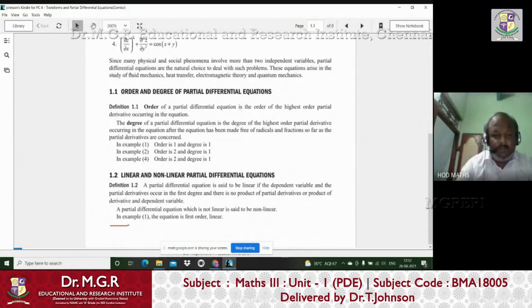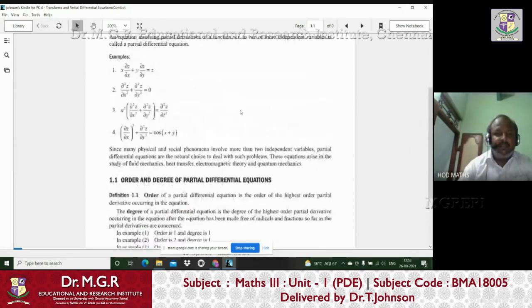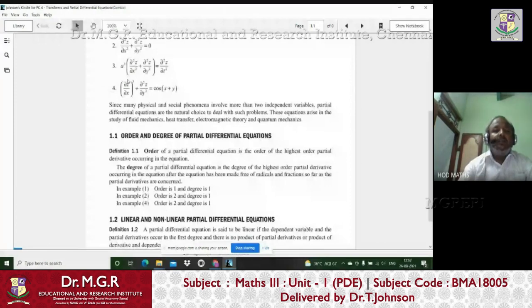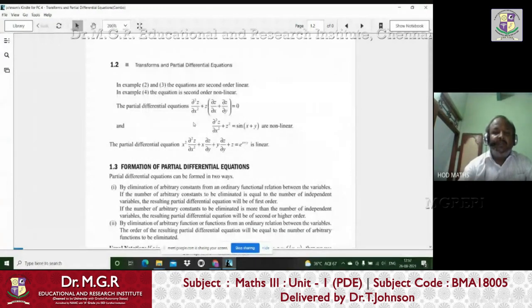Here they put example 1. What they mean is that example 1 is first order linear. Here there is no product between the partial derivatives. The partial derivatives are of order 1 and the power is also 1. So it is a classical example of a first order linear equation. But when you see examples 2 and 3, they are telling this.